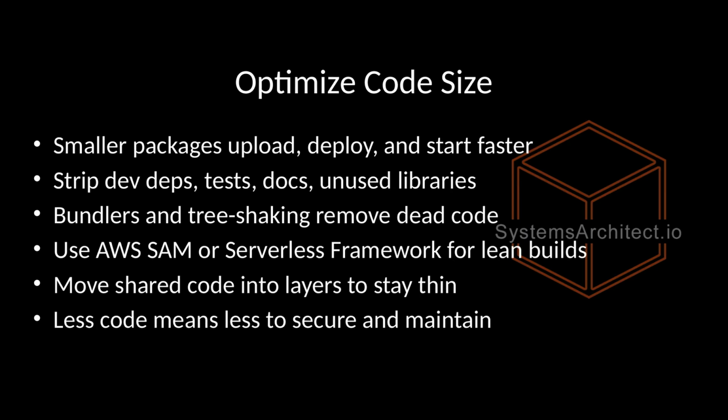11. Optimize code size. A smaller deployment package uploads, deploys, and cold starts faster. Strip out anything the function does not need, including development dependencies, tests, documentation, and unused libraries. Packaging frameworks like AWS SAM or the Serverless framework make lean, repeatable builds easy, and moving shared code into a layer keeps the package thin.